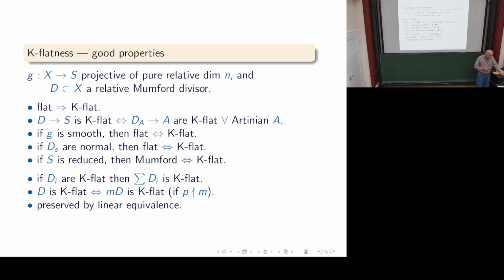Also, if a multiple of something is K-flat, then the original is K-flat. Again, this is not true for flatness: something can be flat while its multiple is not, and the multiple can be flat without the original. It's also preserved by linear equivalence, which is also not true for flatness. There can be linearly equivalent divisors where one is flat and the other is not, but for K-flat this does not happen. So I think these are very, very nice properties, and because of this, I hope that people will find K-flatness useful.